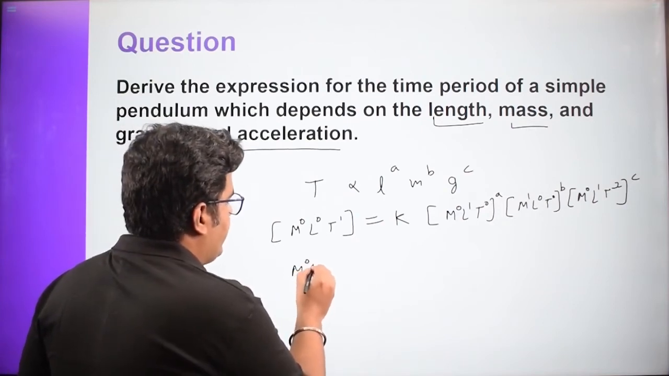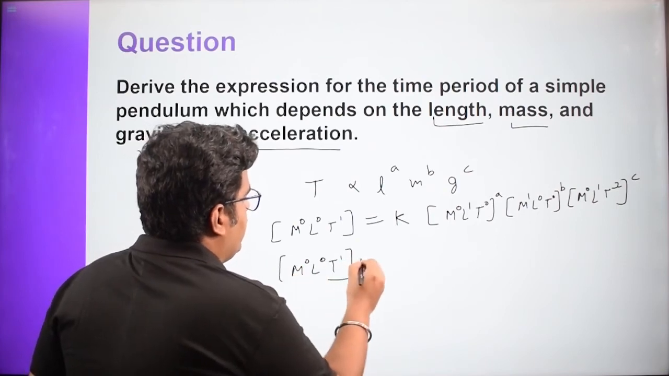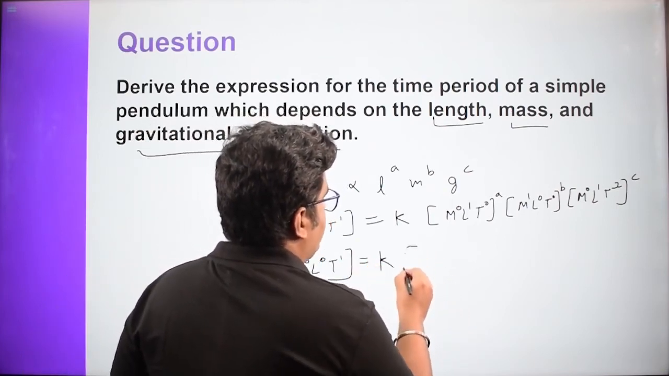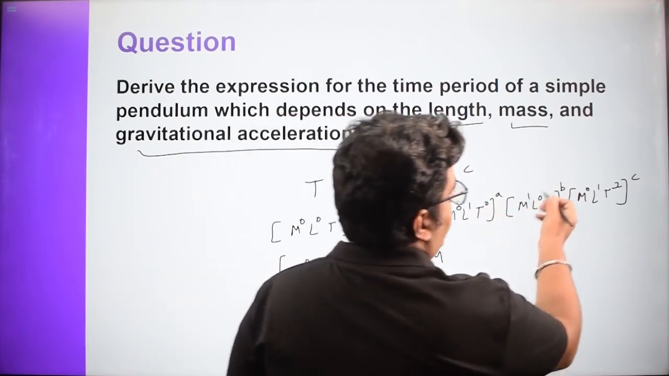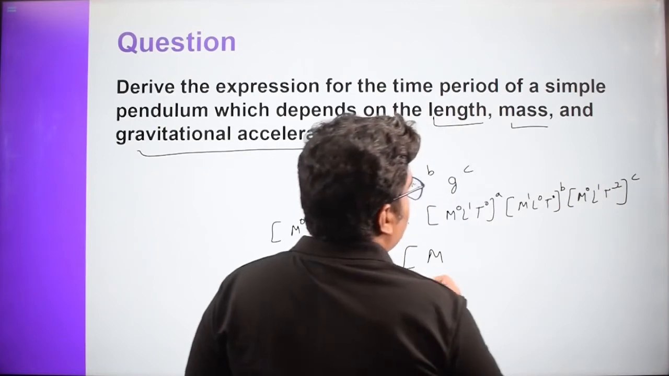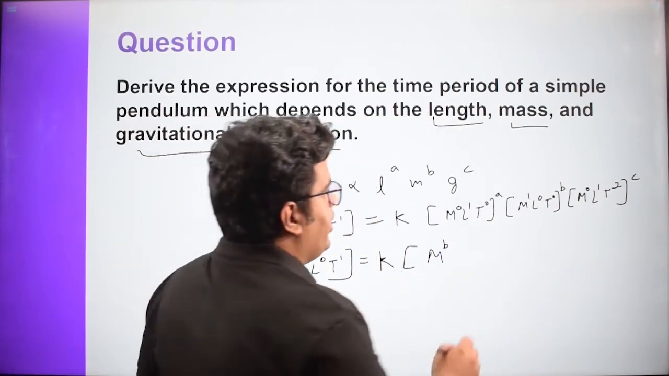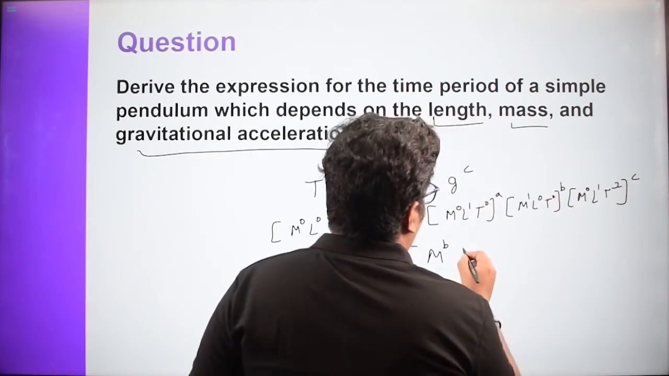Once we write this, again by collecting the terms, in the LHS we have M0, L0, T1, right? Equals K. Now in the RHS we'll collect the terms. We'll have M to the power what? From here 0 into A is 0, 1 into B is B, and 0 into C is 0. So ultimately M to the power what we have? We have B, right? Then L to the power, from here we'll have A, from here we'll have 0, and from here we'll have C.